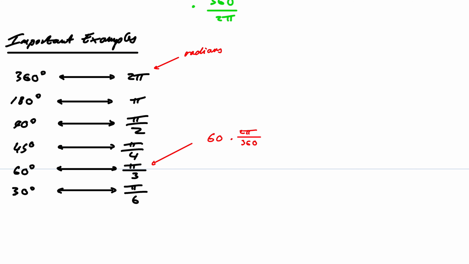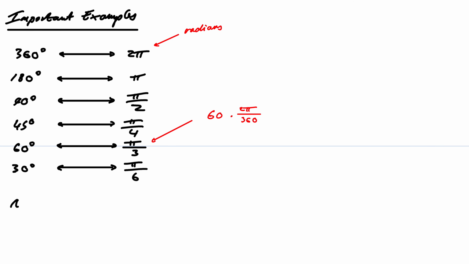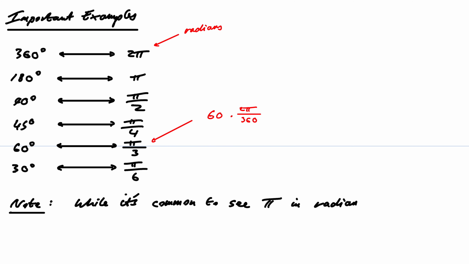Now, something to be aware of here is these angles all involve pi, right? And very frequently, you see pi when you're writing these in radians, so note, while it's common to see pi in radian measure of an angle, it's definitely not necessary, it doesn't need to be there.